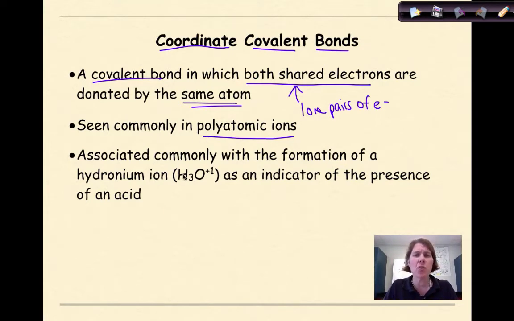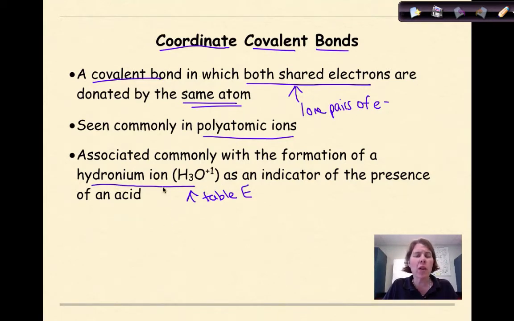And we associate the coordinate covalent bond commonly with the hydronium ion, and you'll recognize the hydronium ion off of Table E, which of course is your reference table that refers to polyatomic ions, and there's two positive polyatomic ions listed on Table E that we use a lot. One is hydronium and the other one is ammonium, which we'll see a little bit later. So we know that hydronium is commonly associated with acids. It's the more stable version of just a hydrogen ion by itself.